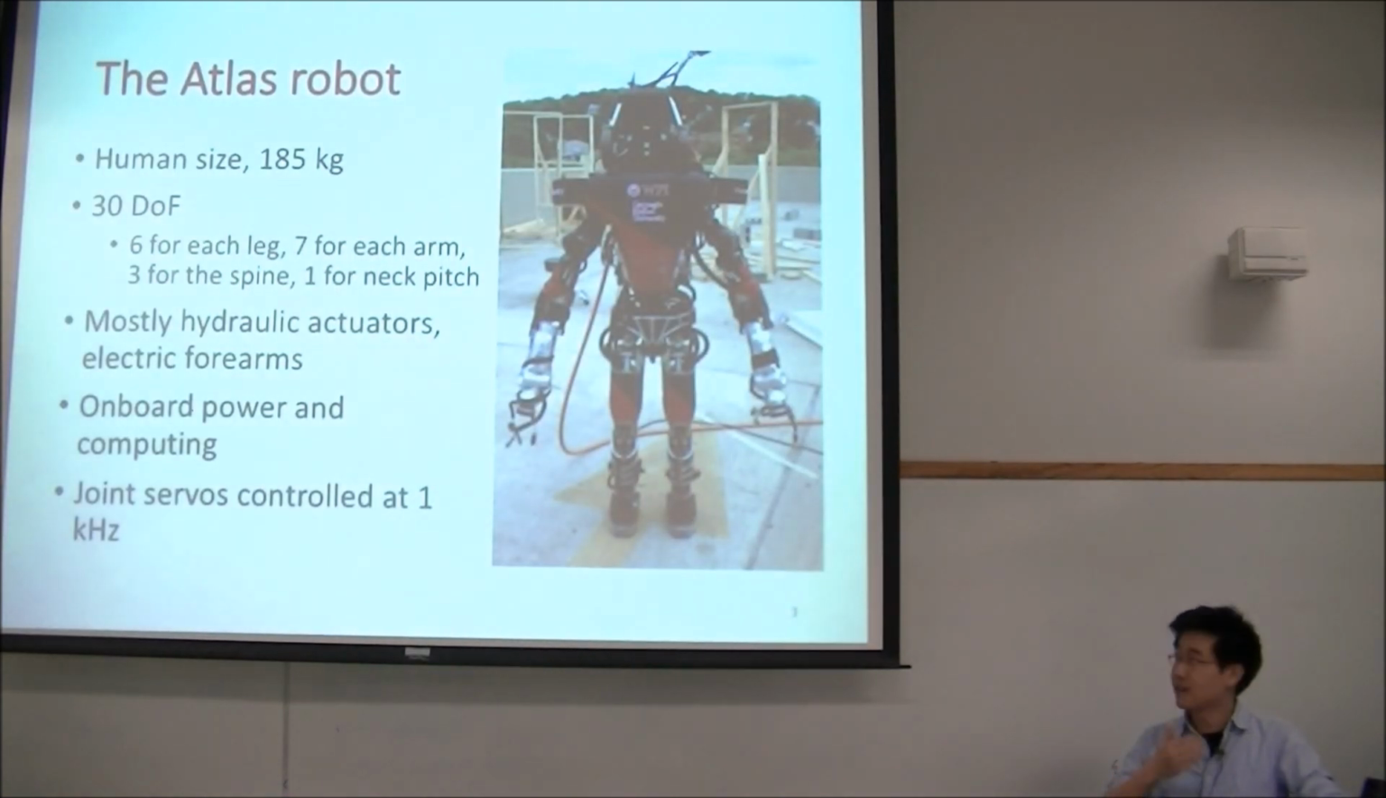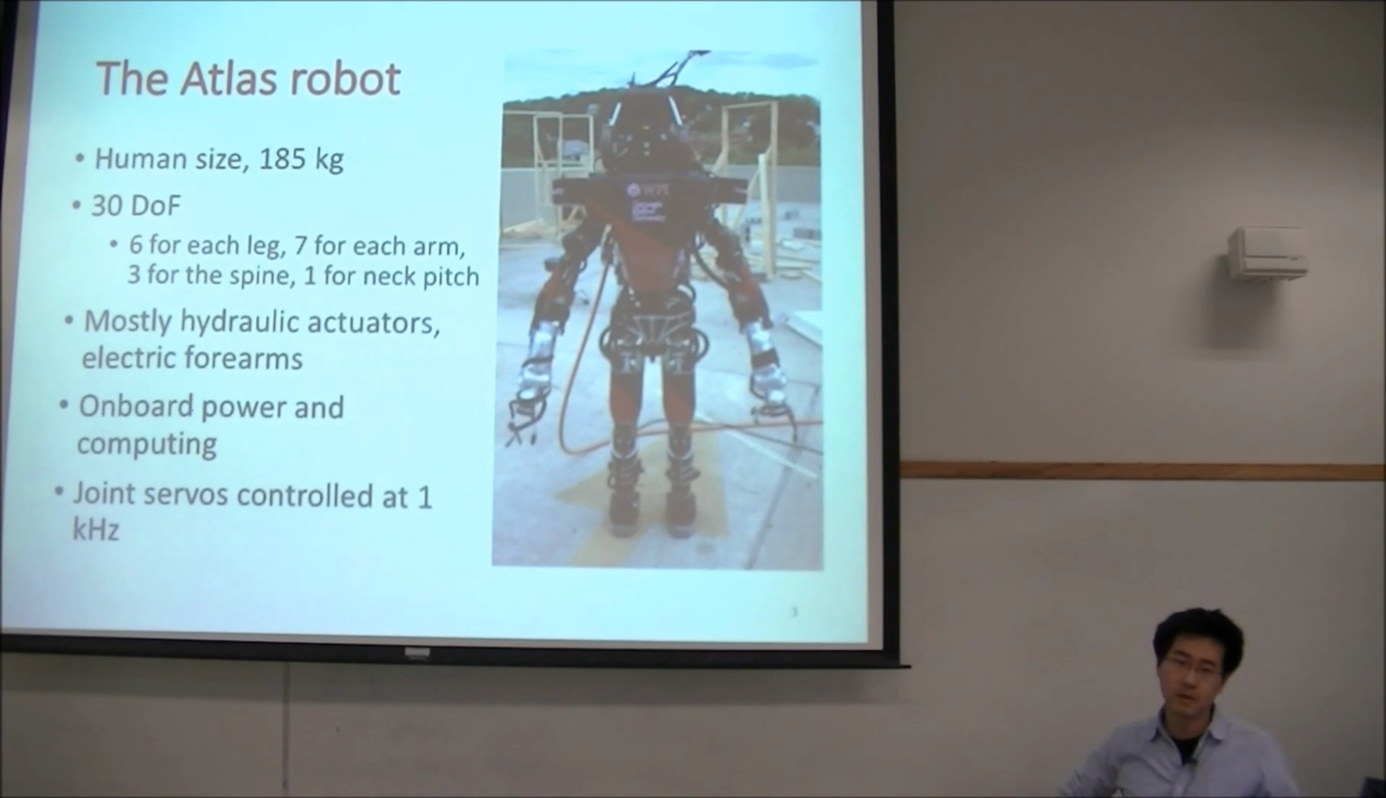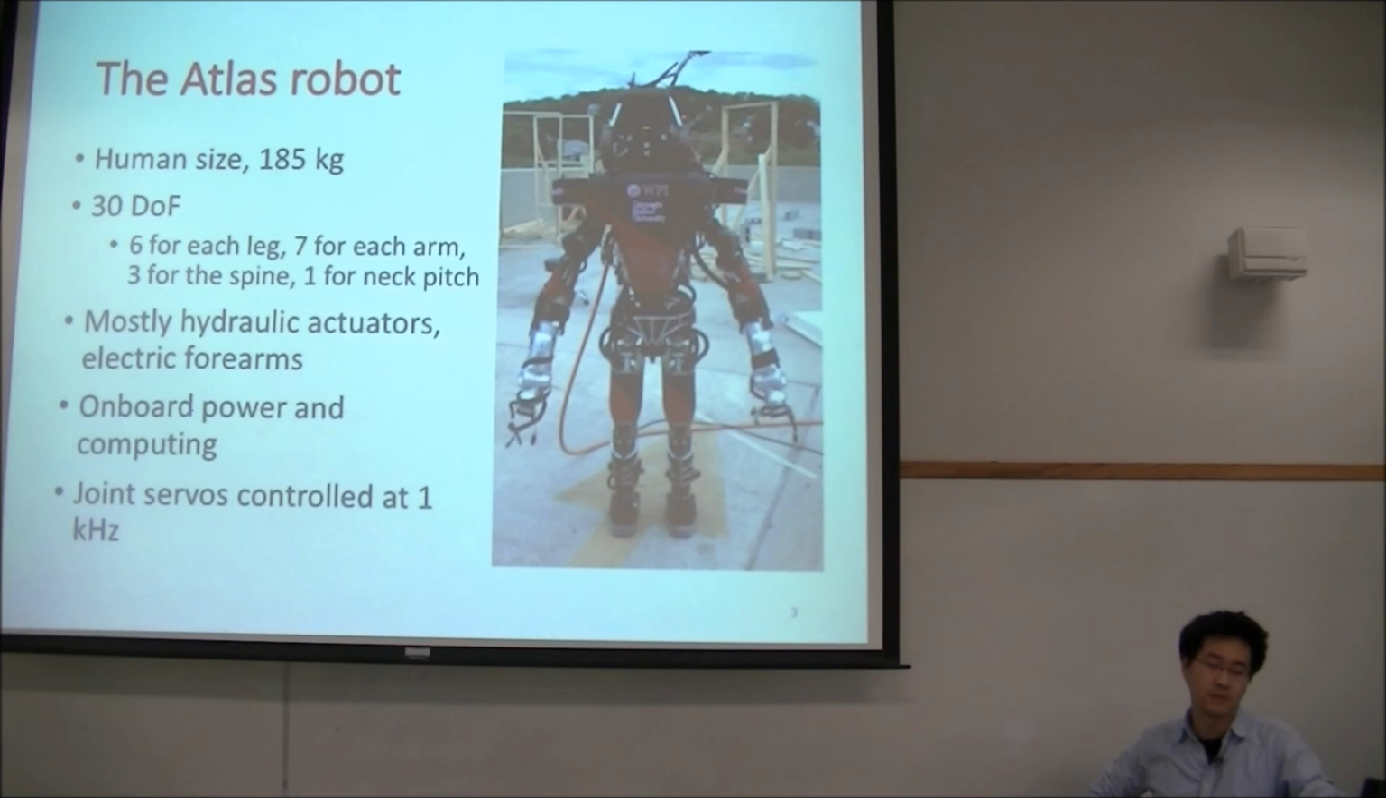Now, for the Alice robot, it's a humanoid built by Boston Dynamics. It's a pretty big robot, about 180 kilograms heavy. It has 30 actuated joints, 6 for each leg and 7 for each arm. Most of these joints are hydraulics, except 3 harmonic drives at the end of each forearm. Also, the neck pitch joint is also electric.